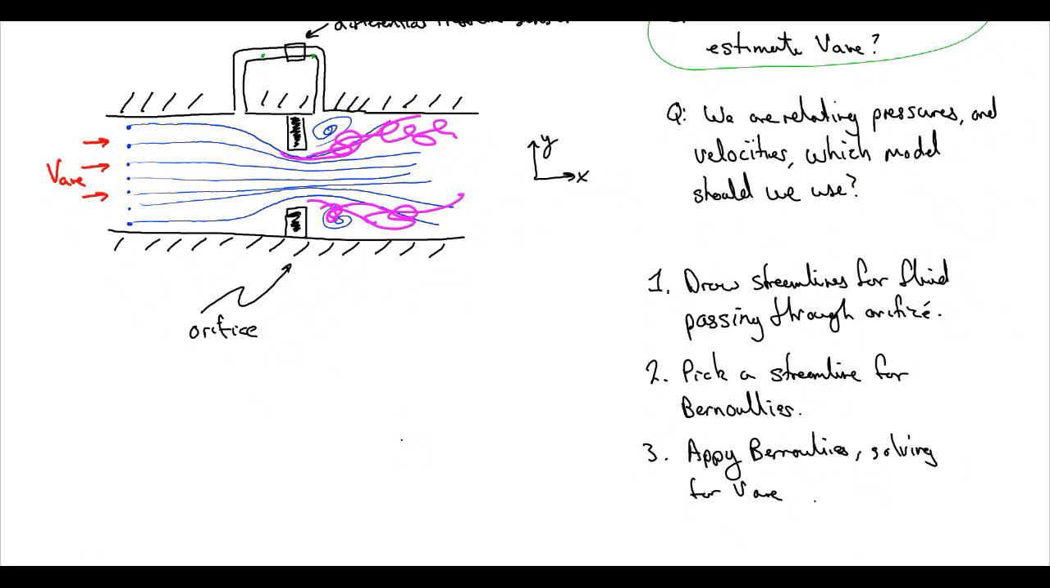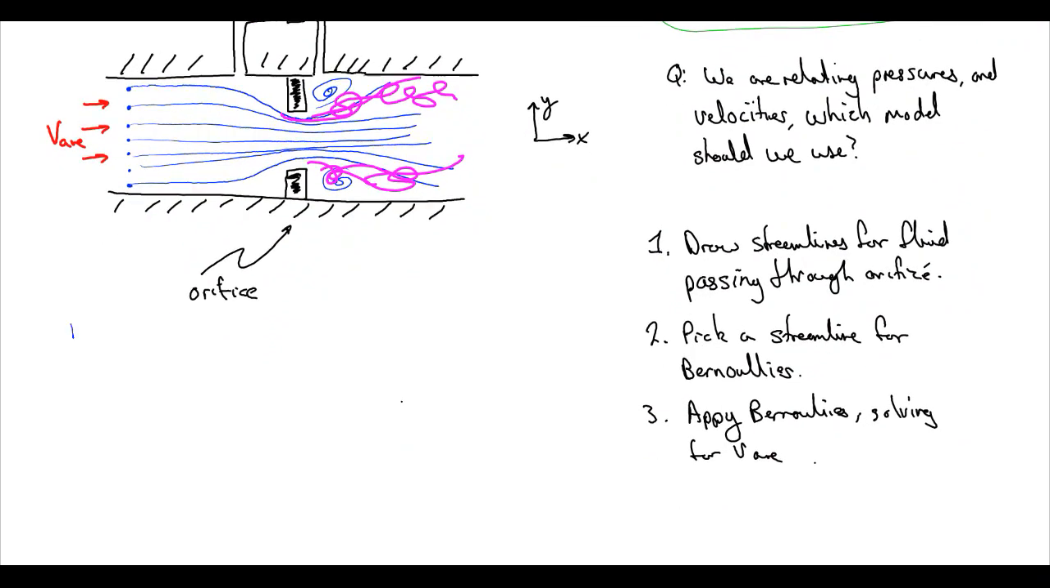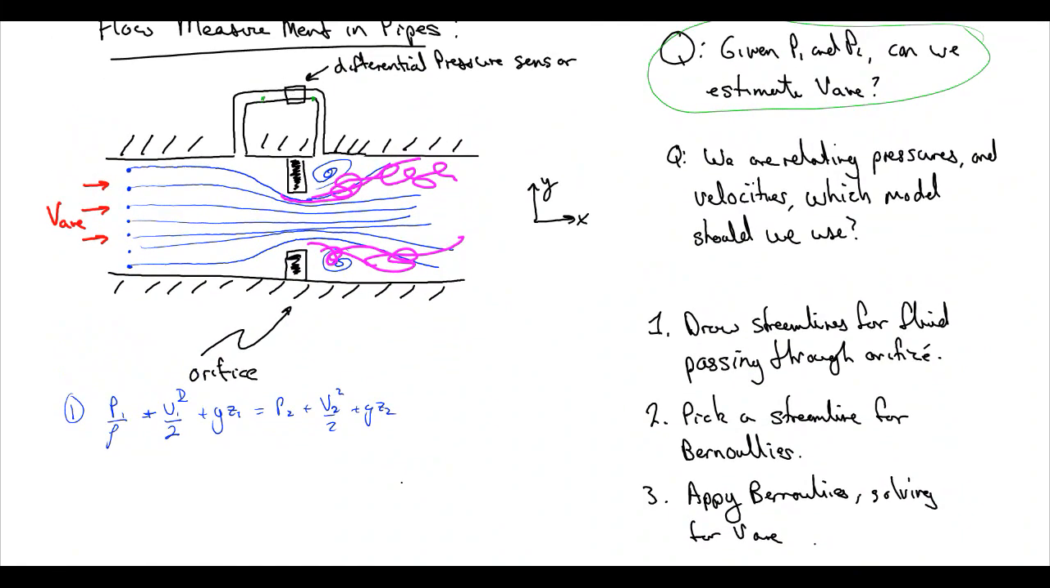But let's write out our model. So our model, equation 1 is pressure divided by density, P1 over rho plus V1 squared divided by 2 plus g Z1 is equal to P2 over rho plus V2 squared divided by 2 plus g Z2. And we've got to draw a streamline for Bernoulli's. It's like the free body diagram for Bernoulli's equation. You just got to do it.